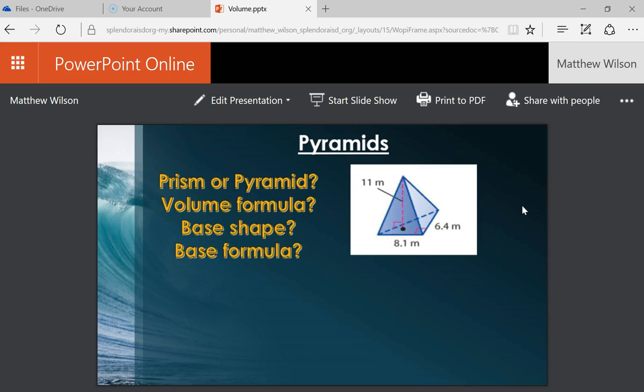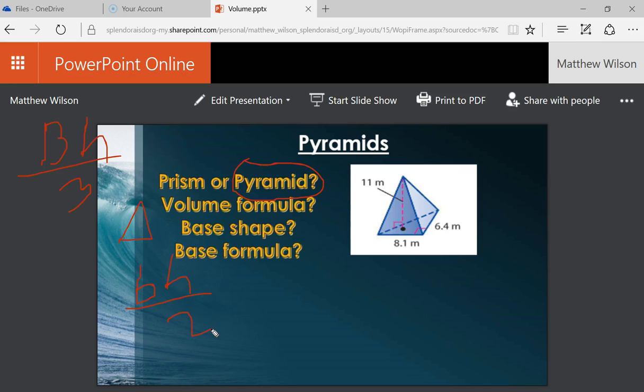So here we have a triangular pyramid. So I know it's a pyramid. I know the volume formula for all pyramids is base times height divided by 3. I know the base shape is a triangle, and I know how to find the area of the base. That's going to be base times height divided by 2.